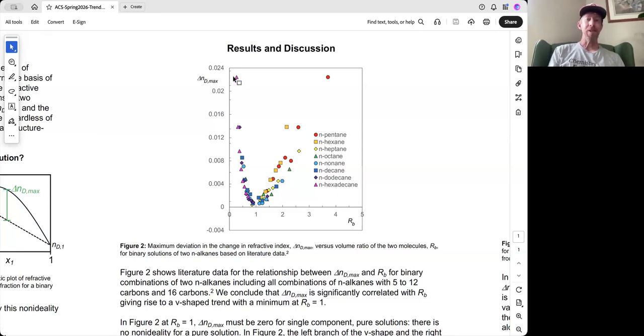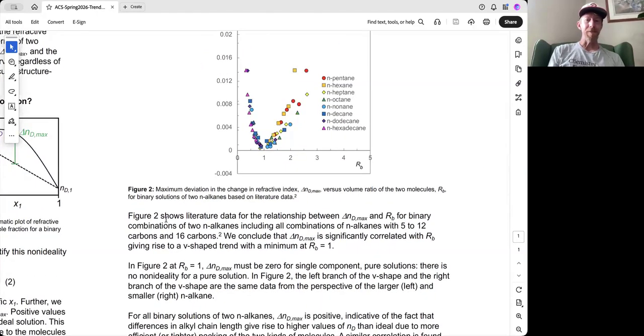So this graph is the maximum deviation, the change in refractive index, that's delta ND max, versus volume ratio of the two molecules, RB, for binary solutions of two N-alkanes based on literature data. N-pentane is the red, and you go all the way down to N-hexadecane, which is the pink. Fun fact, I've tried to do them in ROY G. BIV order, more or less.